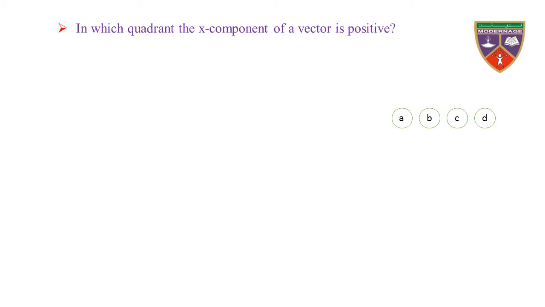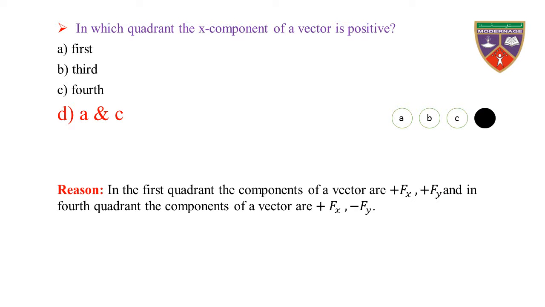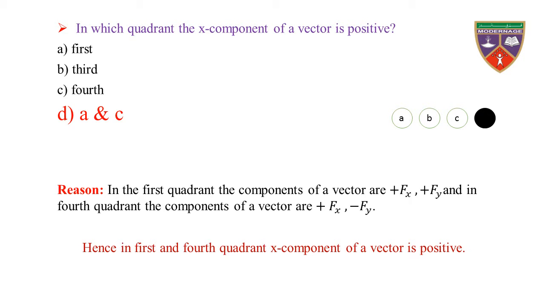In which quadrant is the x component of a vector positive? Option A first, option B third, option C fourth, option D A and C. The key is A and C. Therefore, option D is correct. Reason: in the first quadrant, the components of a vector are plus Fx, plus Fy, and in the fourth quadrant, the components of a vector are plus Fx, minus Fy. Hence, in the first and fourth quadrants, the x component of a vector is positive.